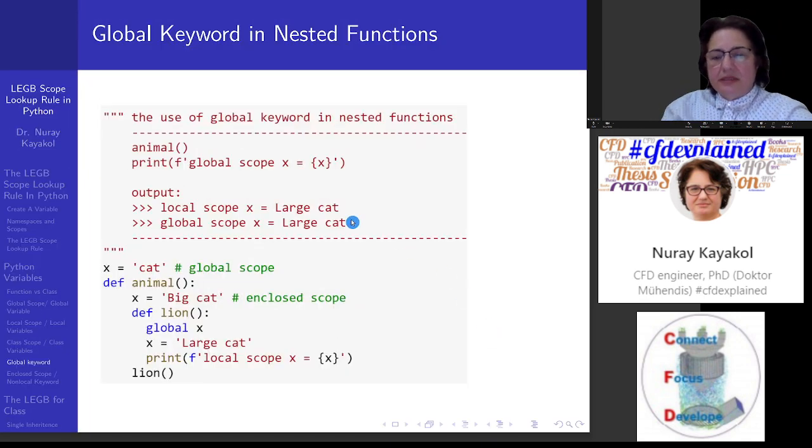So this is the nested function. That means there is an inner function and an outer function. Outer function is animal, inner function is line.